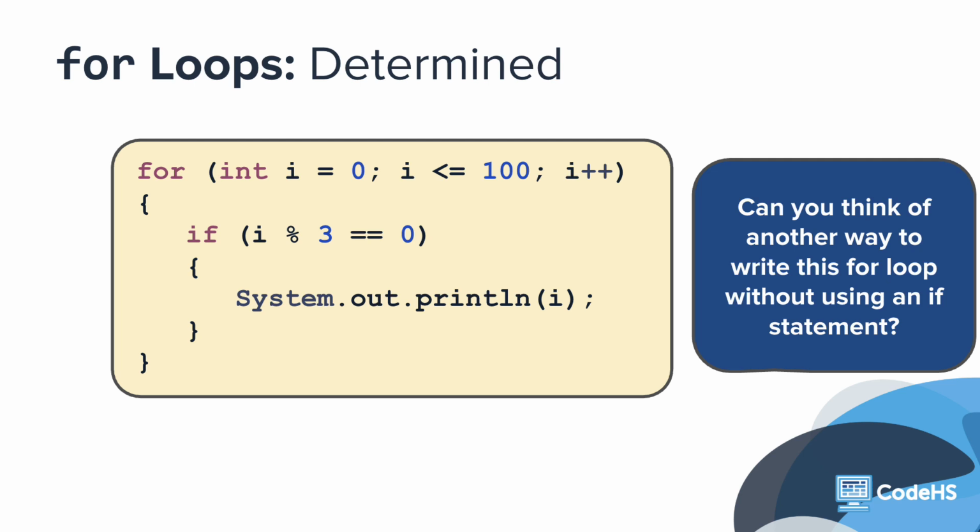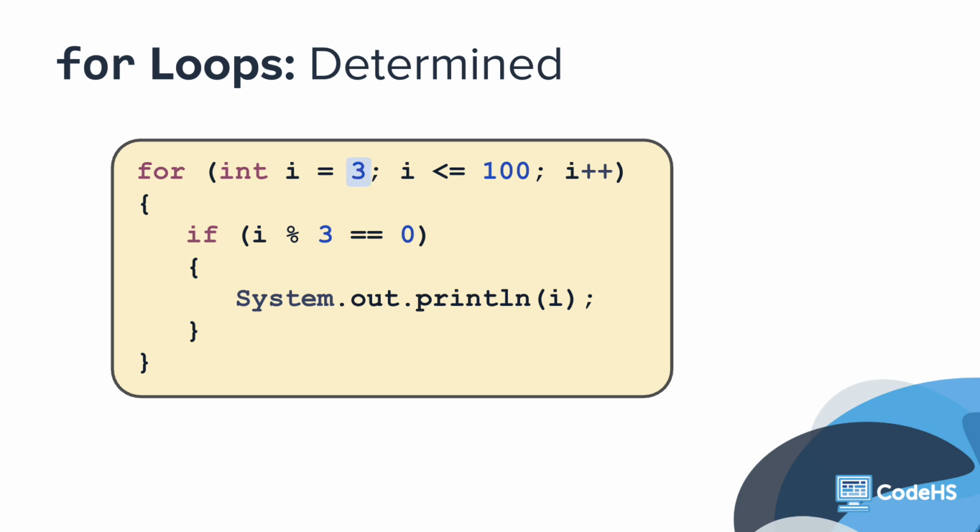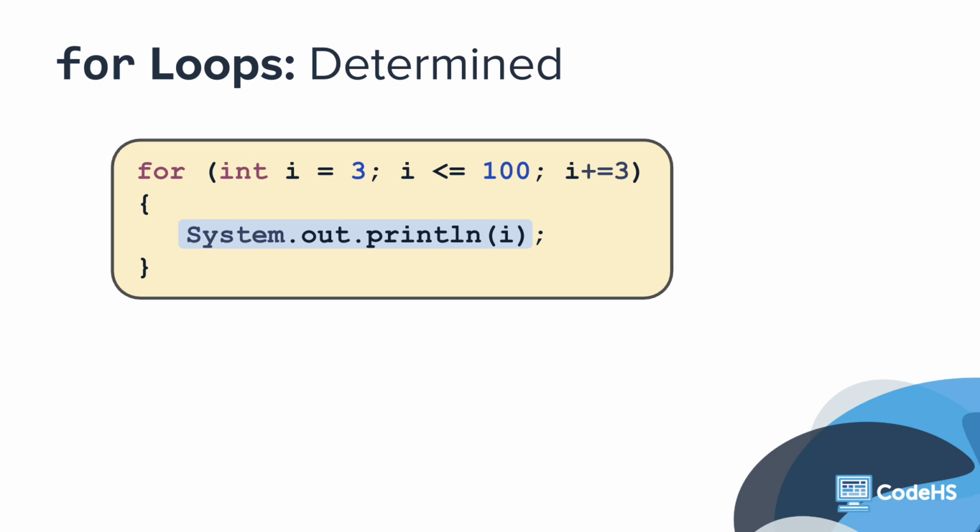Since you know that the multiples of 3 will occur every third number, you can start the control variable at 3, then increment by 3 every iteration. In this case, you no longer need the if statement, and can just print out the values of i since you know every increment of 3 will be divisible by 3.